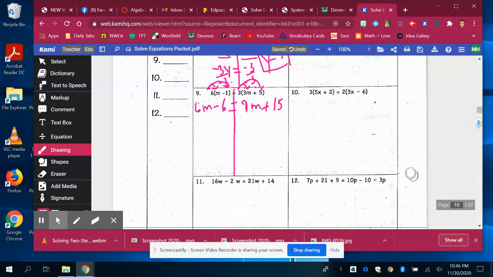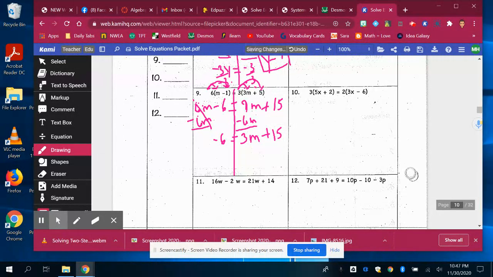So now I have an equation like the ones I've been doing up above, like number 1 and number 2. Now I can move my variable terms. I'm going to move this 6m only because it's smaller than 9m, and I'm moving it by subtracting it. Positive 6m minus 6m gives me 0, and that's what I want. I'm going to bring down this negative 6. 9m minus 6m gives me 3m. And I'm going to bring down positive 15.